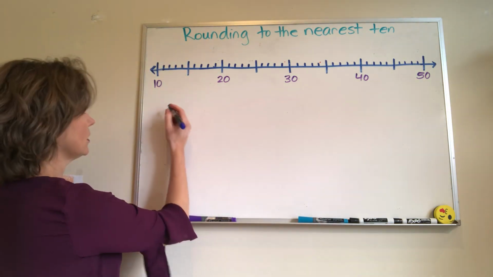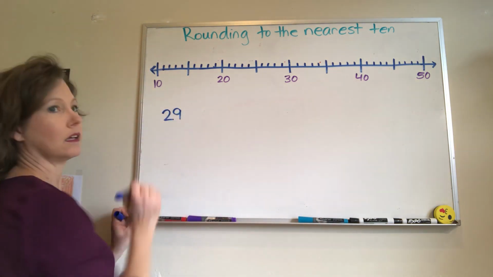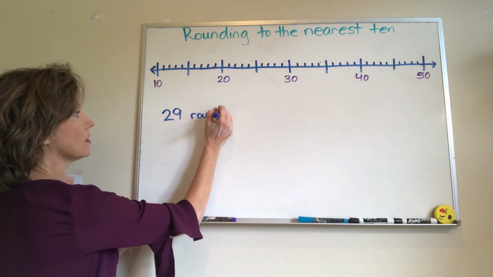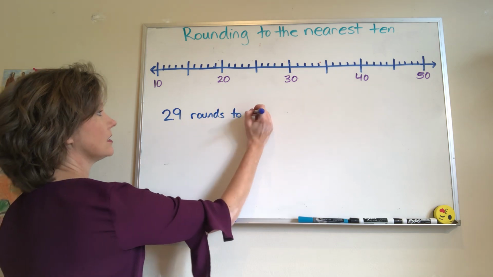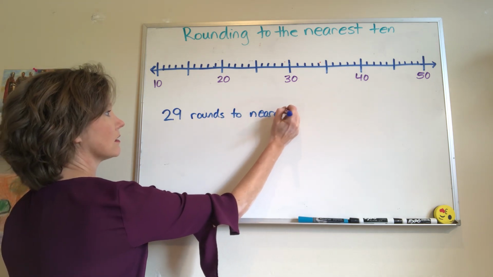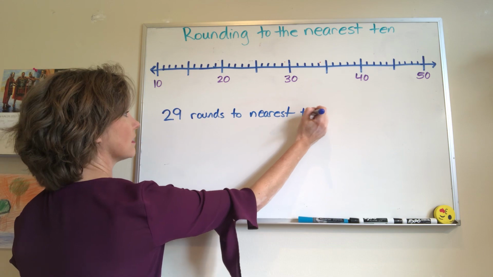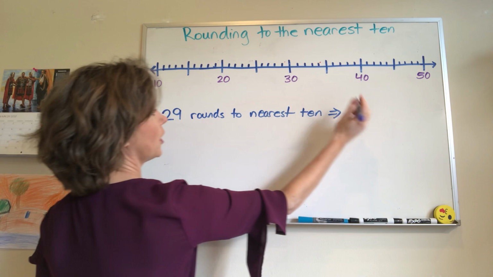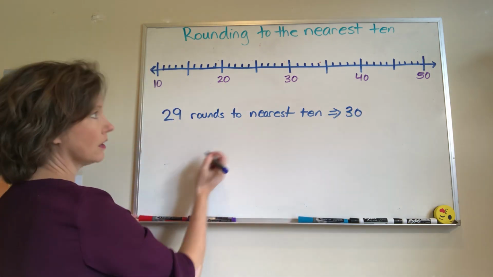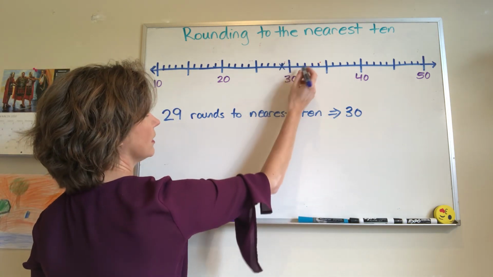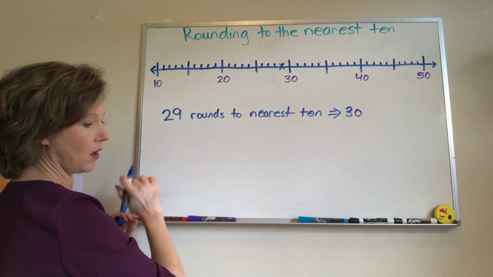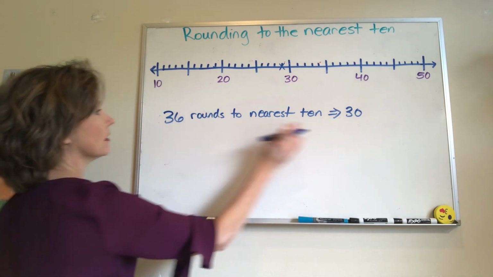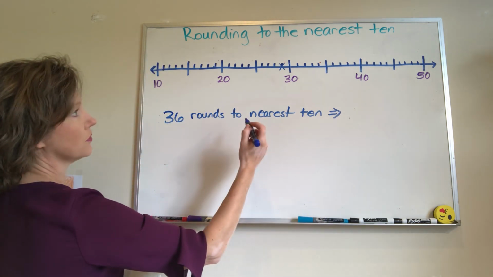I want you to round the number 29. 29 rounds to the nearest 10. 29 would round to, I hope you said 30. 29 would be right here, and so it would round to 30. What about 36? What does 36 round to? 31, 32, 33, 34, 35, 36 is right here.